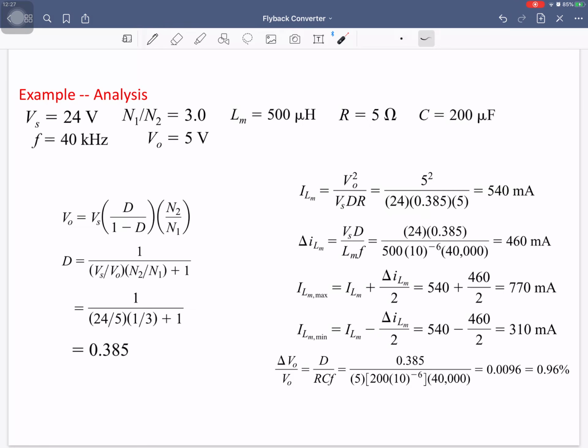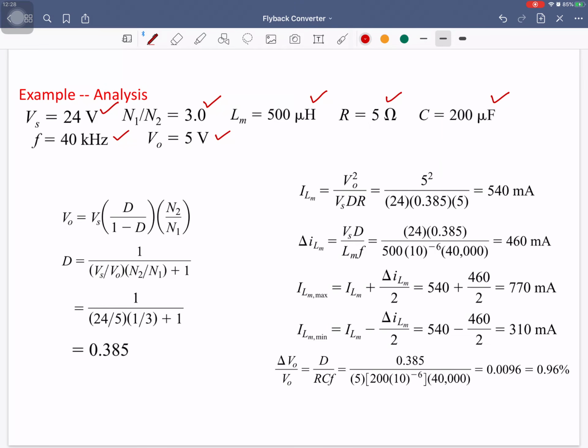Let's suppose that our input voltage is 24 volt, turn ratio is 3, magnetization inductance is 500 microhenry, load resistance is 5 ohm, capacitance is 200 microfarad, switching frequency is 40 kilohertz, and output voltage is 5 volt. We want to analyze this circuit. So we have developed the expression for the analysis.